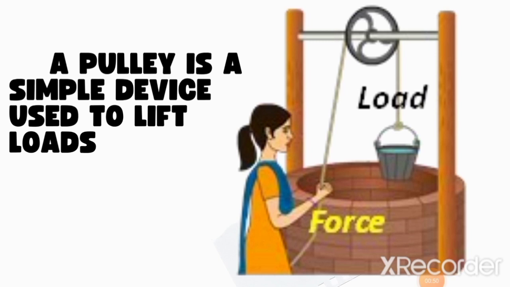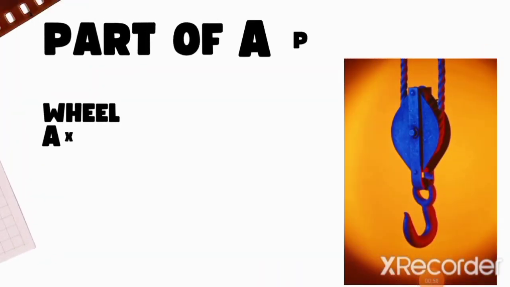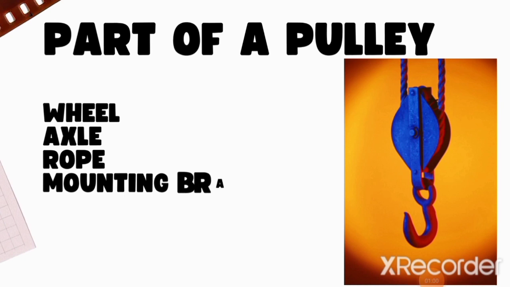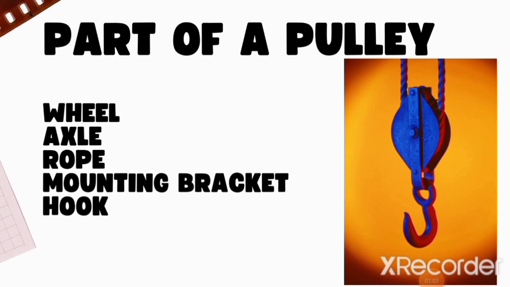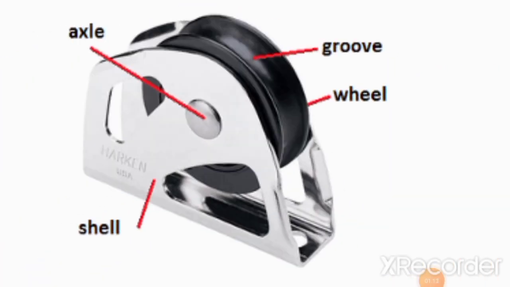What are the parts of a pulley? They include the wheel, the axle, the rope, mounting bracket, and hook. So, as you can see on the screen, we have here the wheel, which has a groove. This groove means the hole around the wheel that we fix the rope onto.